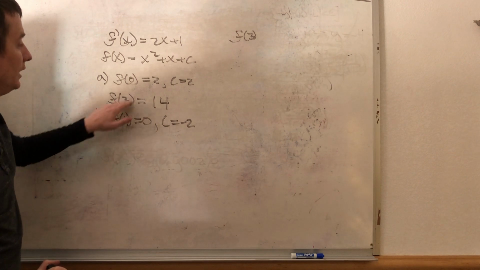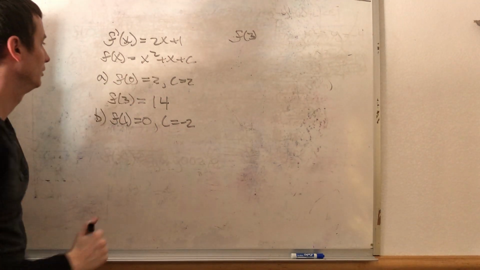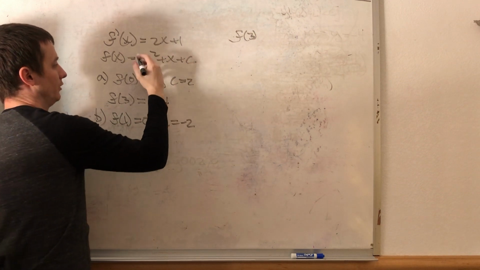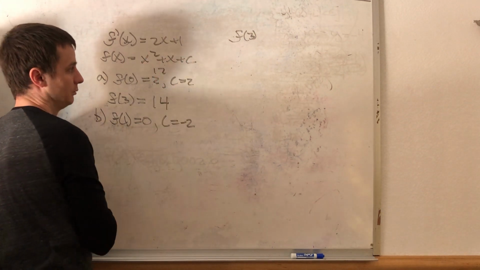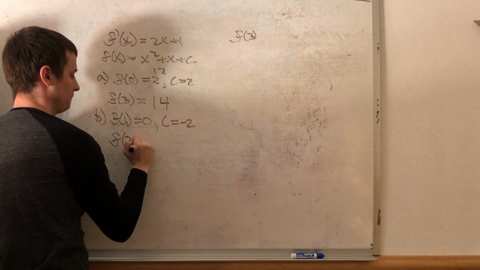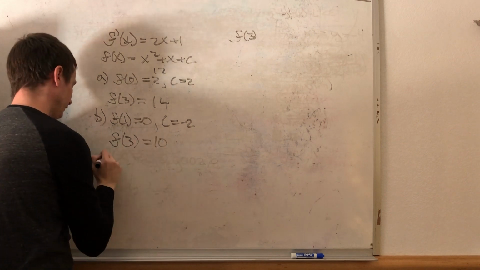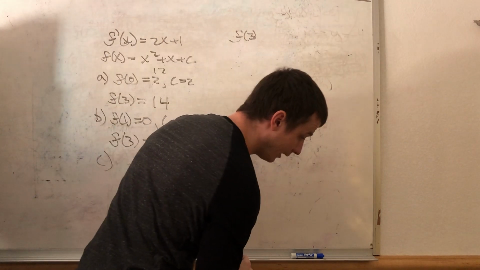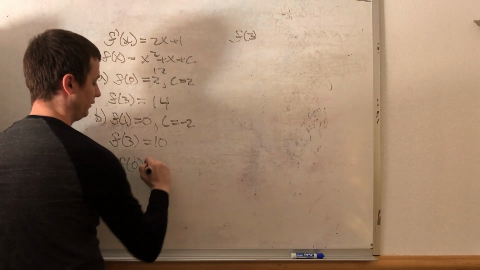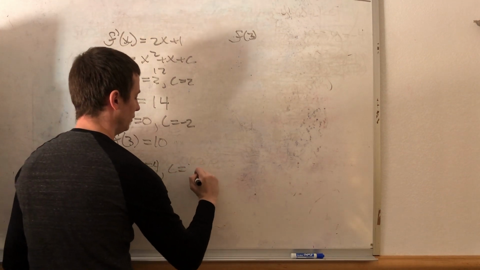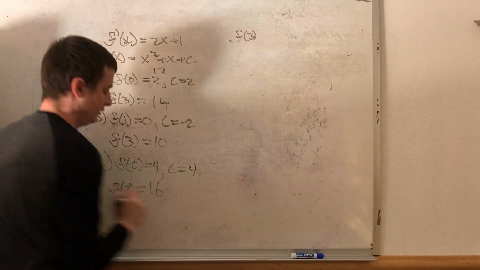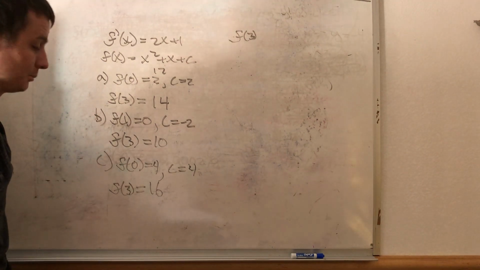Finally, plug 3 into that when I know that c is equal to negative 2. We get 3 squared plus 3 is 12. Notice this part's always going to be 12, so it's just a question of what we do with the c. So 12 minus 2 is going to be 10. So f of 3 is equal to 10. And then for part C, it's given to us that f of 0 is equal to 4. Well, if f of 0 is equal to 4, hopefully you can see now that c is just going to equal 4. And so f of 3 is going to equal 16. And that's parts A, B, and C for that one.